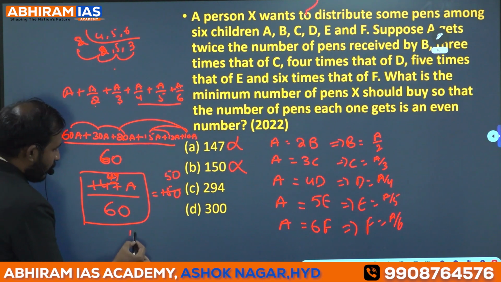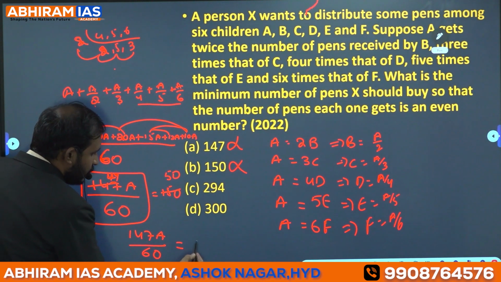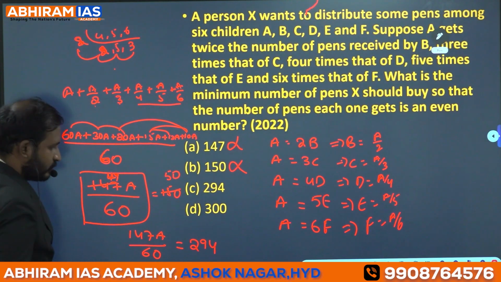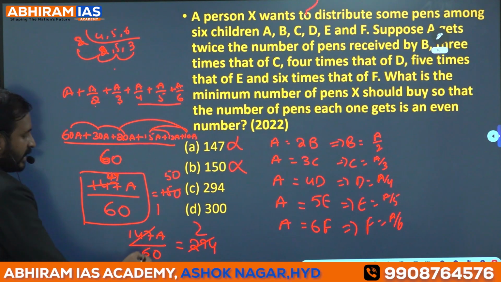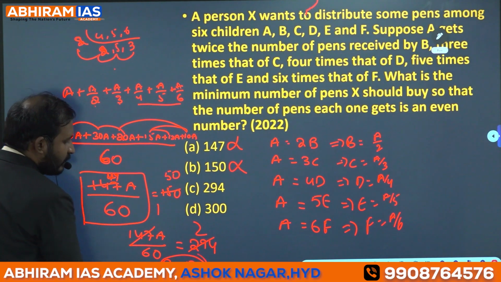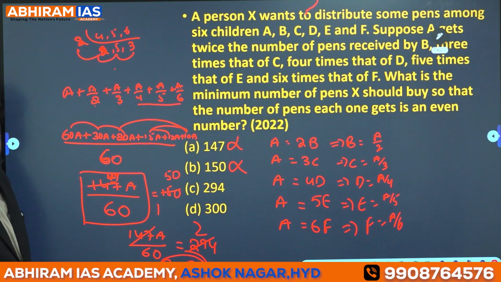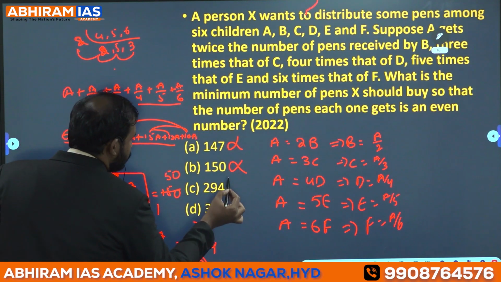Now 147A by 60. If I assume this value is equal to 294, now what happens? 147 ones, 147 twos, and the A value will become 120. A value is 120, which is a number that will satisfy my given condition. For the time being, put that aside. There is a chance for 294.